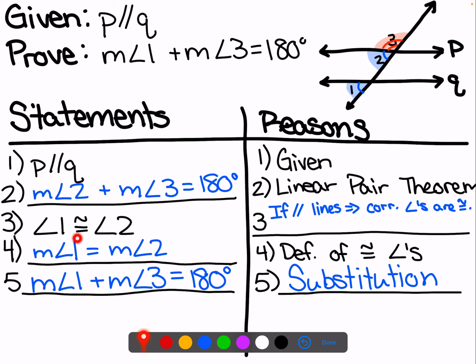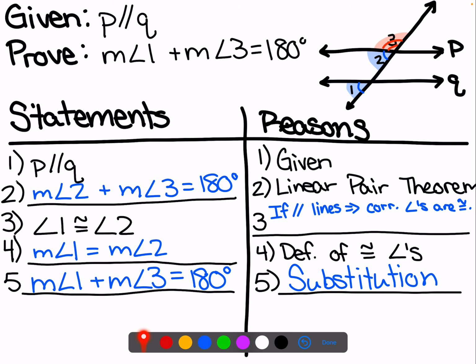So we can say that angle 1 is congruent to angle 2. Next, we have a blank statement, but our reason is definition of congruent angles. So if I know that two angles are congruent, that means that they are equal to each other. So I can say that angle 1 is equal to angle 2 because that's the definition of congruent angles.